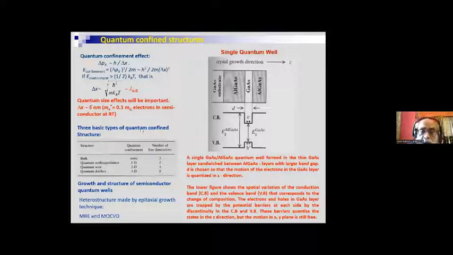And this kind of structure, I will come back to in a minute, can be grown in the laboratory by molecular beam epitaxy or metal organic chemical vapor deposition.